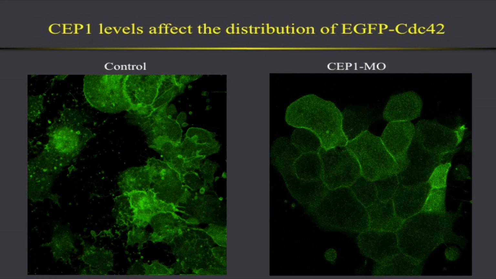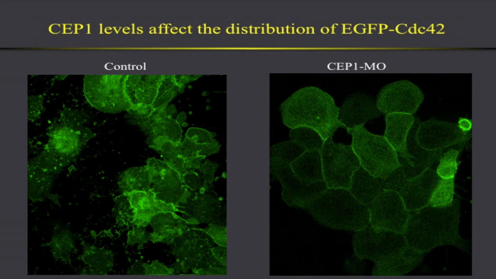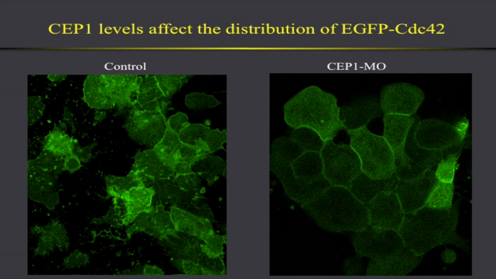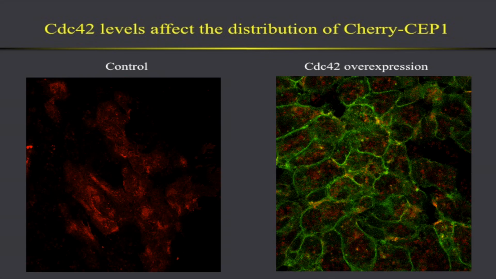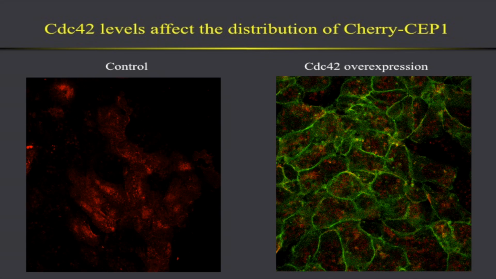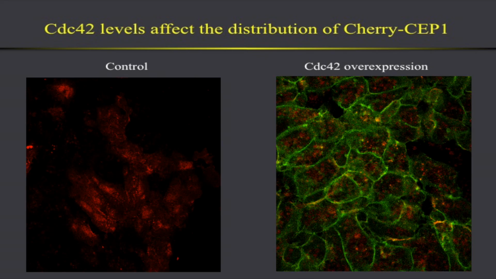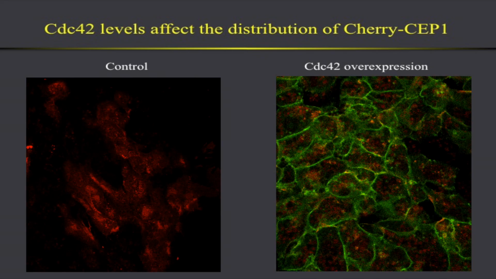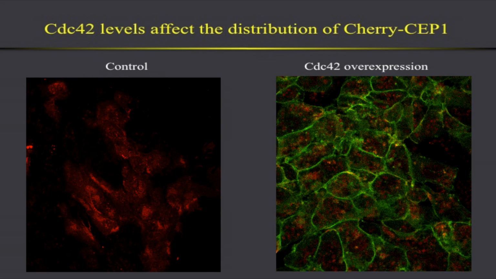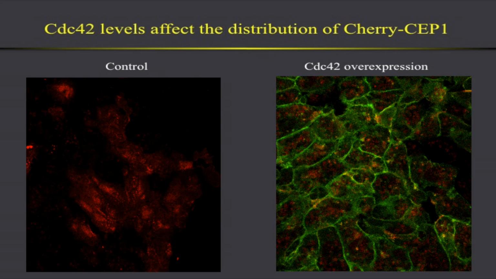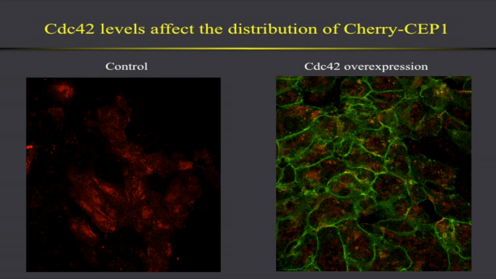So conversely, also look at how Cdc42 level affects the distribution of CEP1. The red channel doesn't work as well as the green, so forgive me for that, but I hope you can still get the message across. And also the red channel tends to pick up more autofluorescence. So you have to ignore all those tiny red dots, which are the autofluorescence from the yolk platelets in the cells.